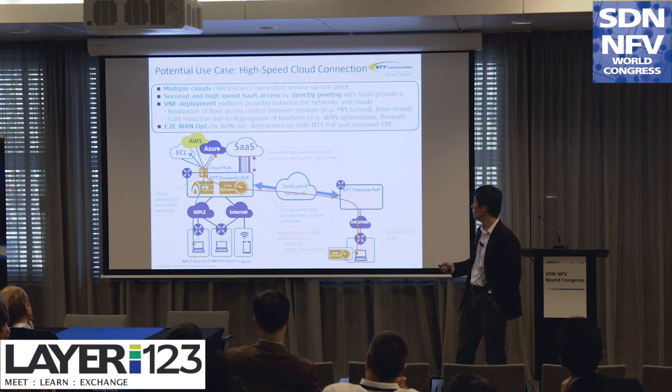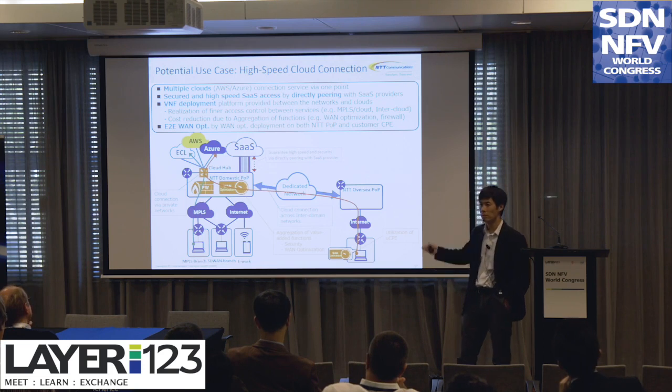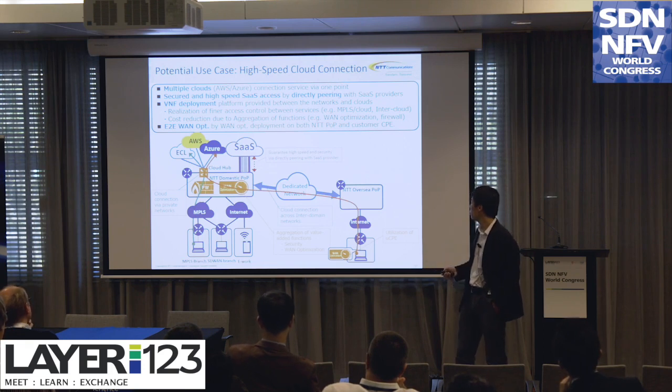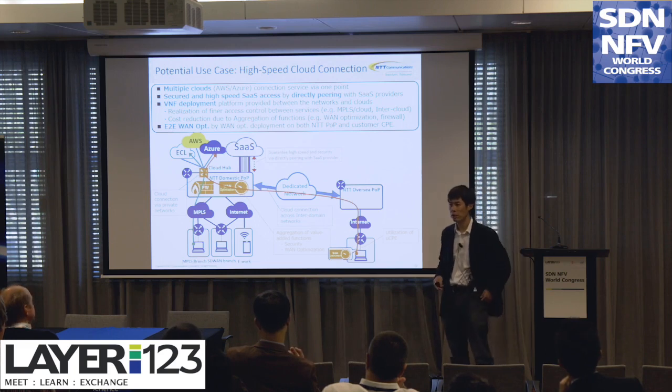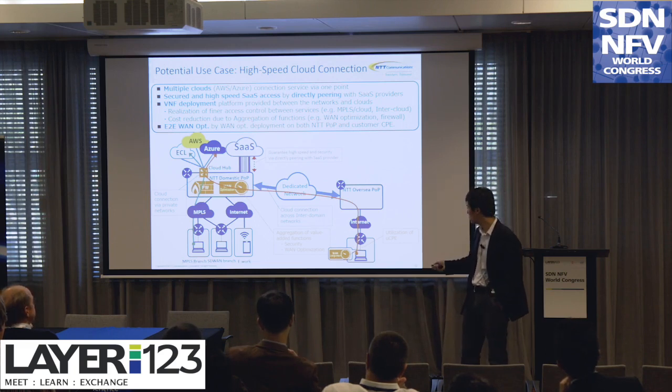And also VNFs, in this example firewall and WAN optimization, deployed in the edge. And on the other side, we can deploy WAN optimization because we want to achieve end-to-end WAN optimization. This WAN optimization can be deployed on the customer premises.